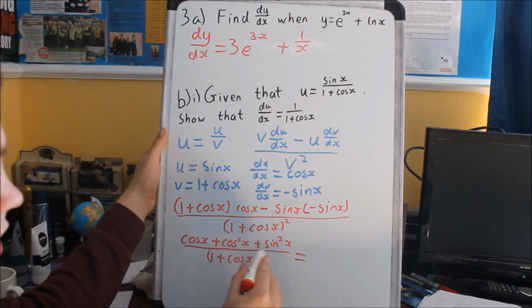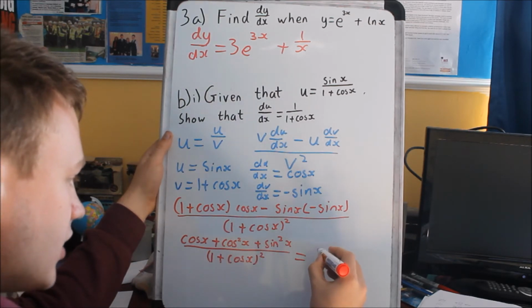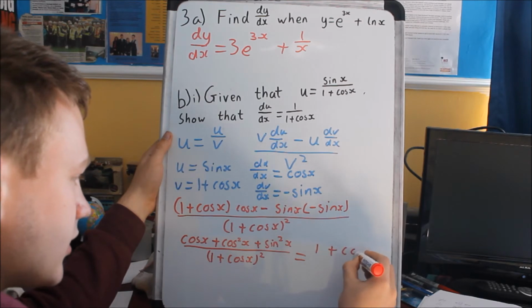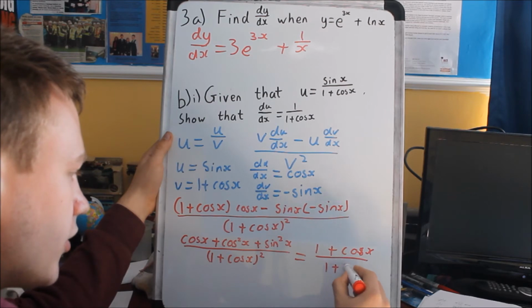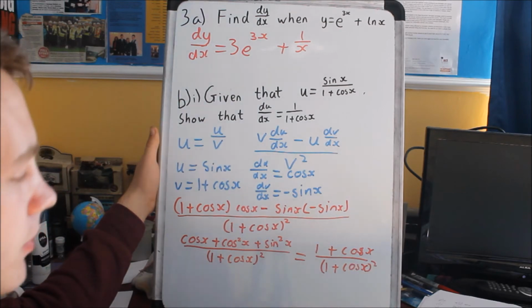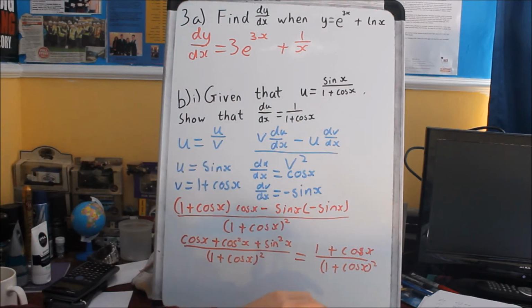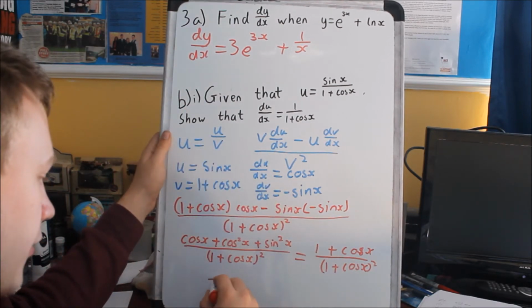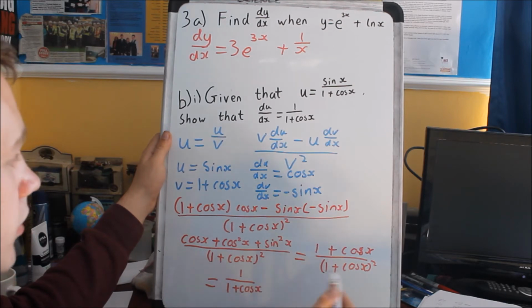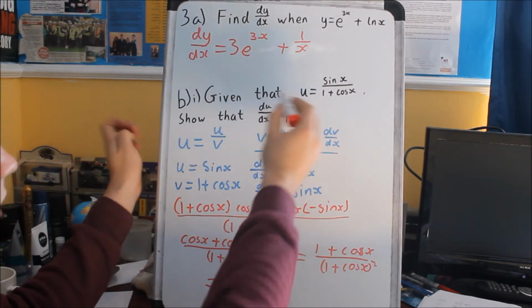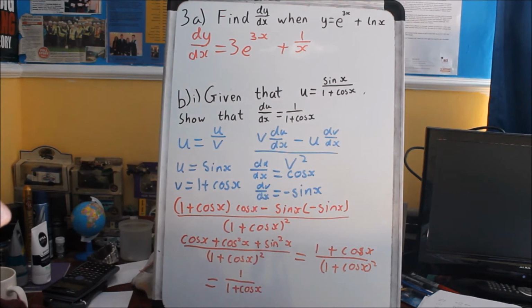Cos squared x plus sin squared x is 1, which is a difficult thing to notice. So we've actually got 1 plus cos x, or cos x plus 1 on the top, and then 1 plus cos x squared on the bottom. So one of the bottom essentially can cancel out with the top. So our final answer is 1 over 1 plus cos x, which is good because that's what it wants you to get to.